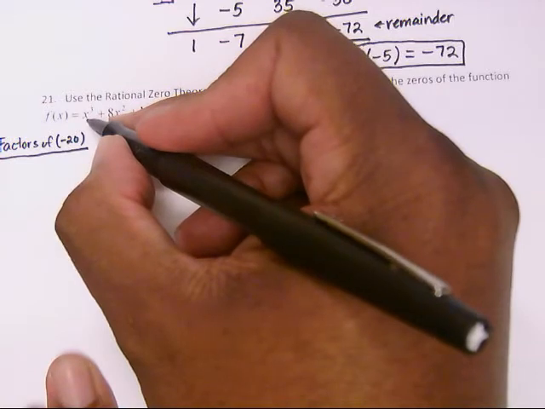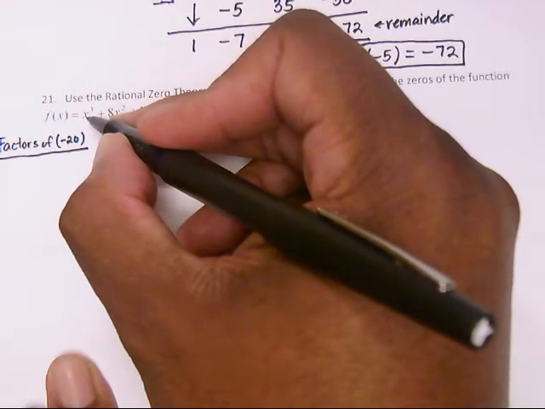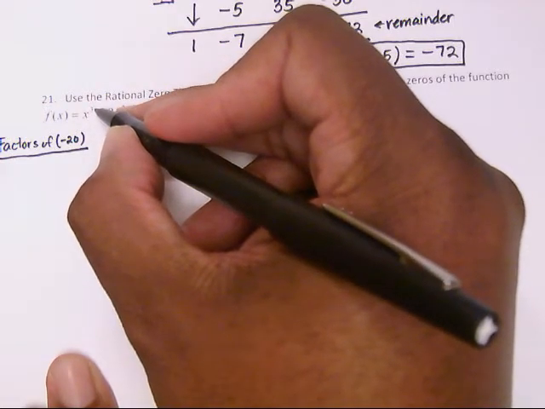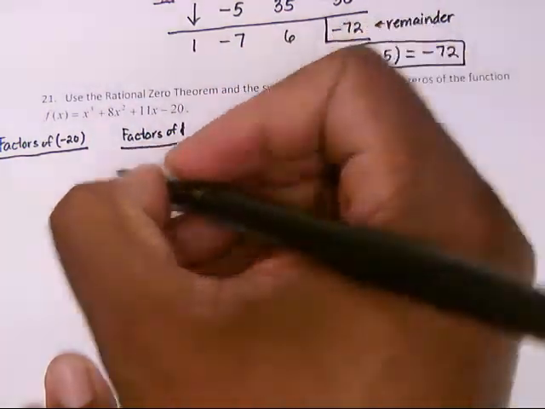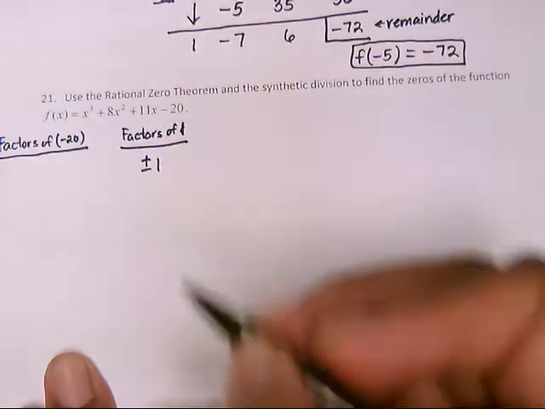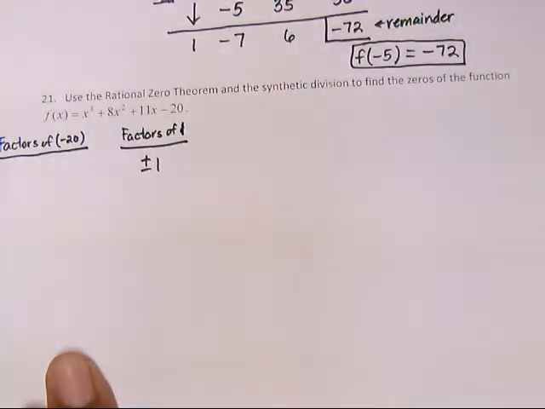The leading coefficient is the coefficient of the variable to the highest power. The highest exponent is x cubed, its coefficient is 1. But that factor is just simply plus or minus 1. Okay?